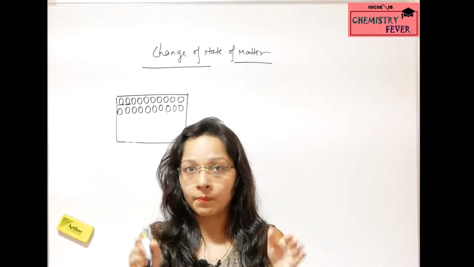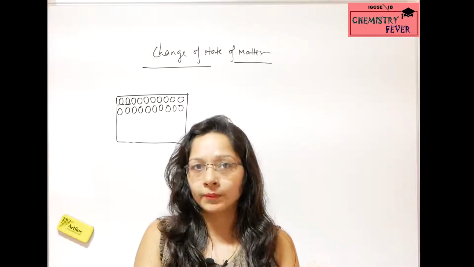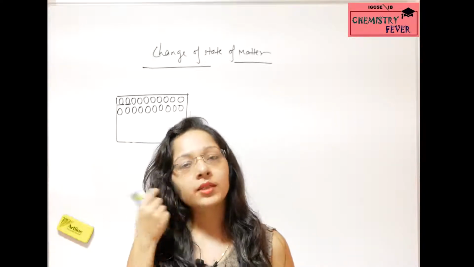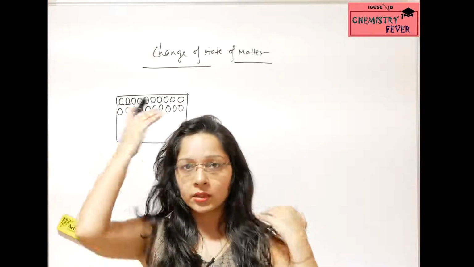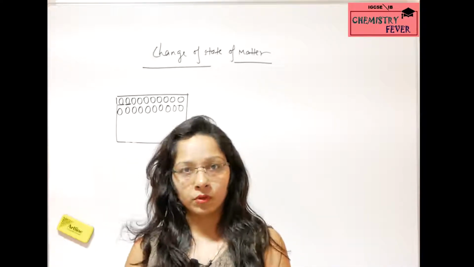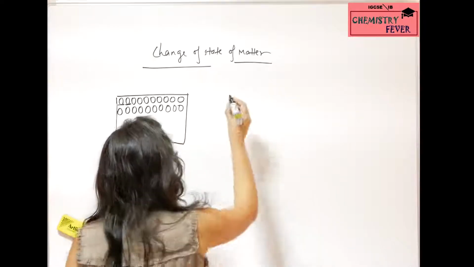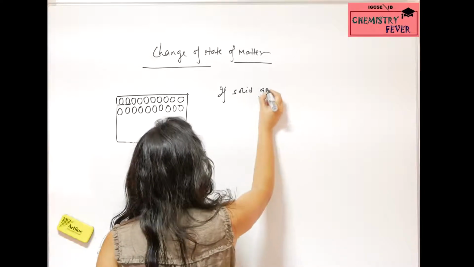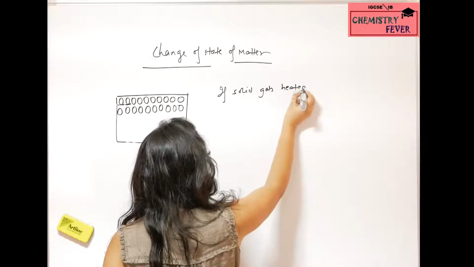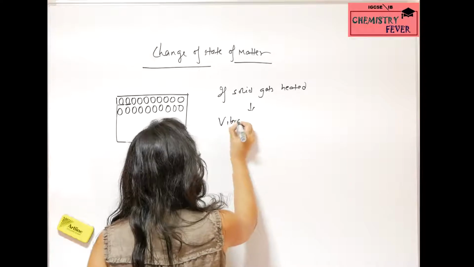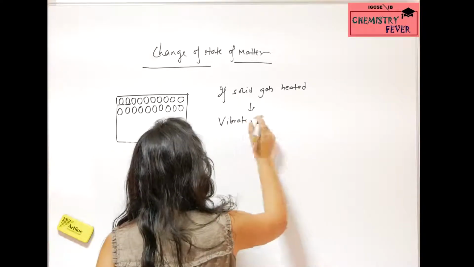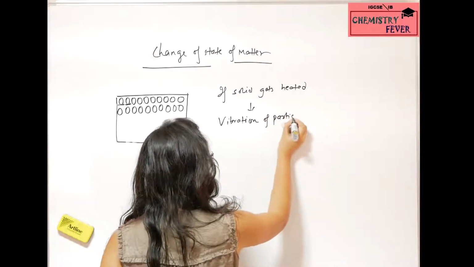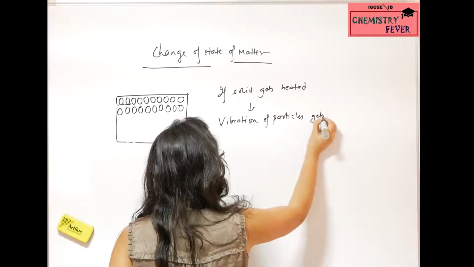Solid has a definite shape. Particles are locked in that definite shape. So if you give them energy, they start vibrating faster. And when they start vibrating faster, they push the neighboring molecules, right? So if a solid gets heated, the vibration of particles becomes faster.